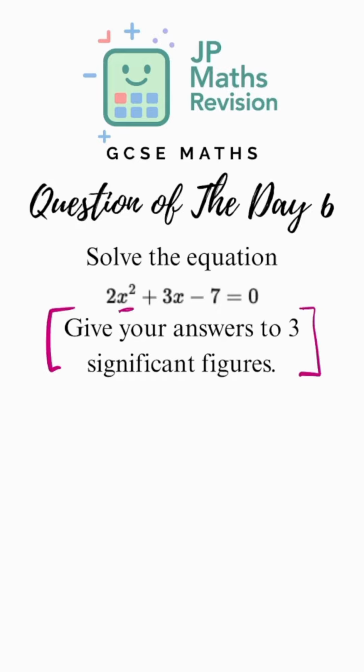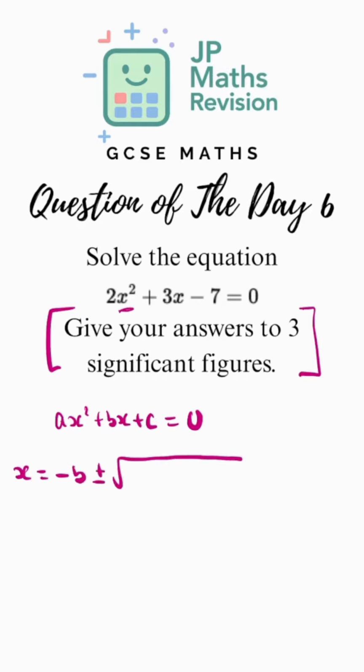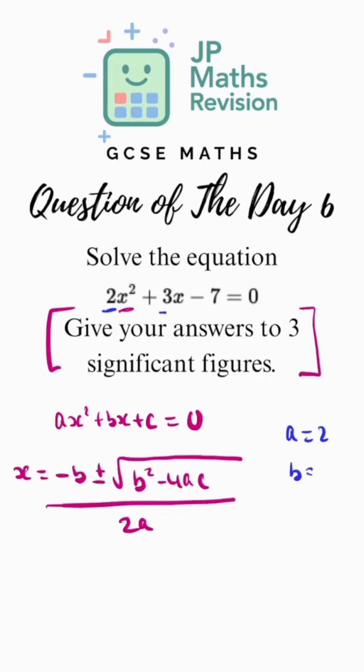The quadratic formula says that for ax squared plus bx plus c equals 0, we have that x equals minus b plus or minus the square root of b squared minus 4ac, all over 2a. The first thing we need to do is identify our values of a, b and c. a is the coefficient of x squared, so in this case a is 2. b is the coefficient of x, so b is 3, and c is the constant on the end, so c is minus 7.